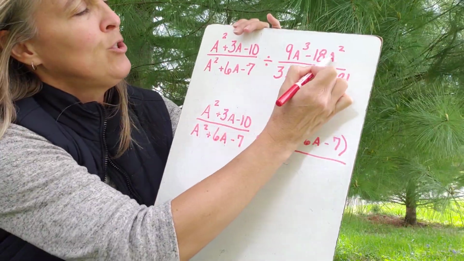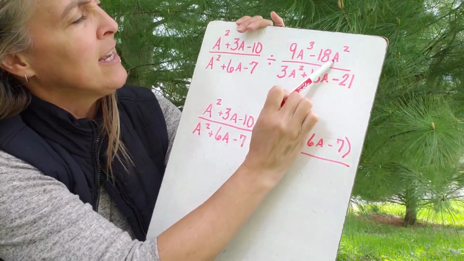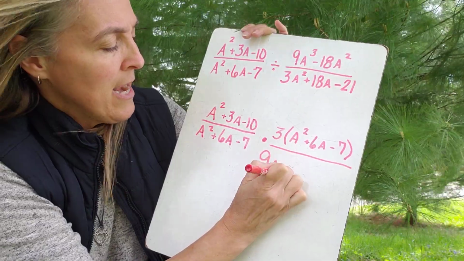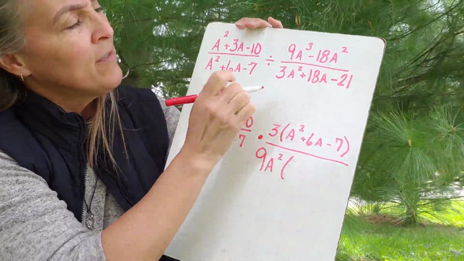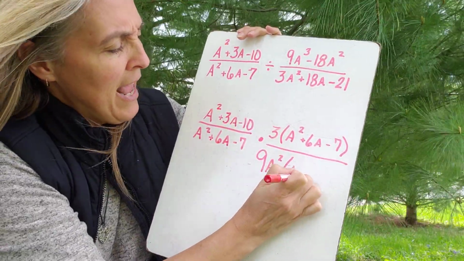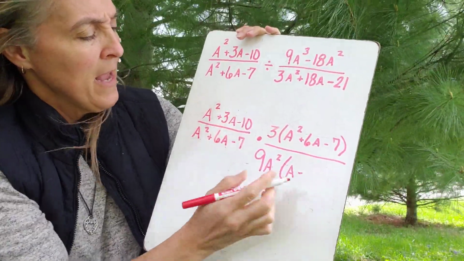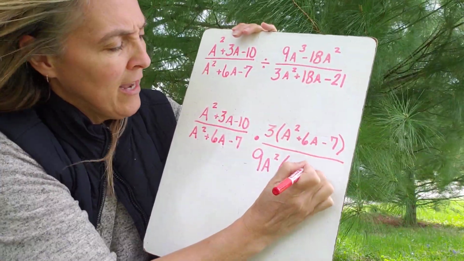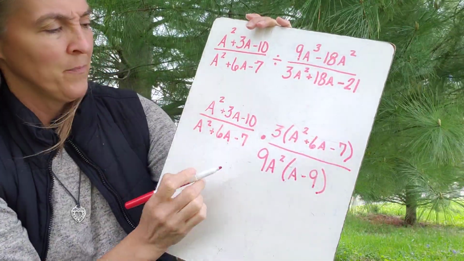Now I'm going to GCF this. I see an a squared will come out and a 9. So I'm going to take out a 9a squared. When I divide this first term by 9a squared, I have an a left over. And when I divide the second term by 9a squared, I just have a minus 9 left.